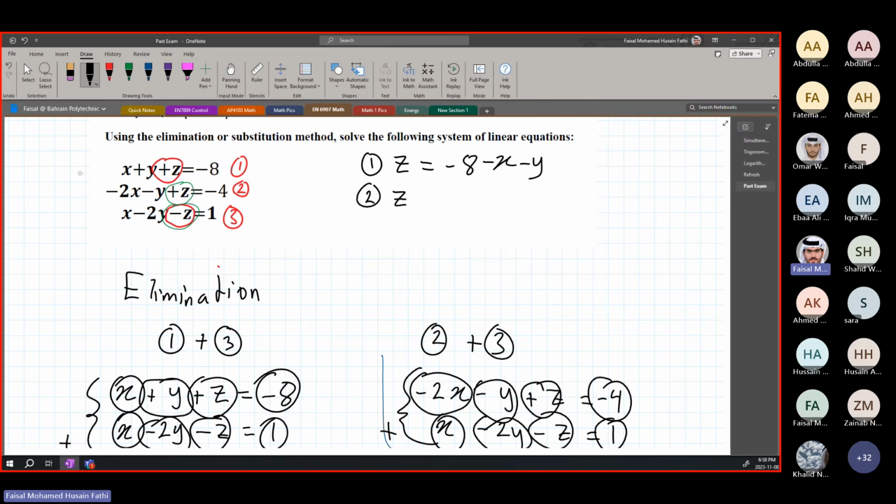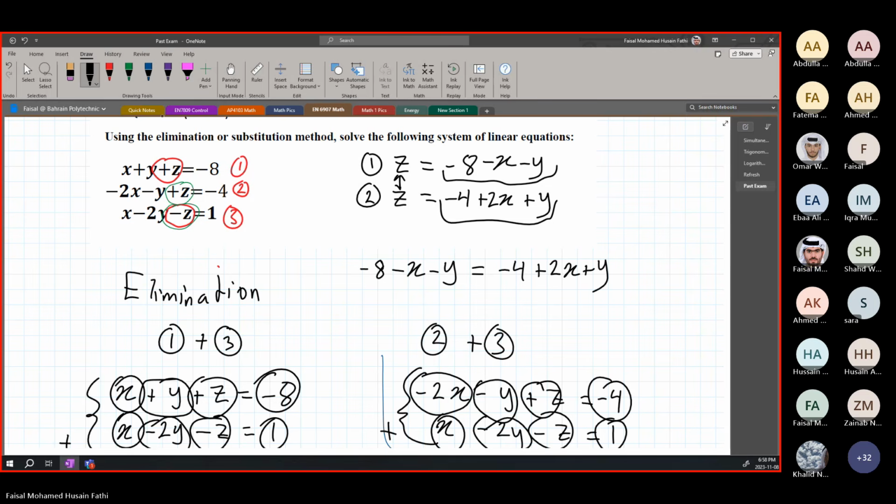Z we keep on one side, and then we move everything else to the other side, so minus 4 plus 2x plus y. Okay? And now we know that z is equal to z, so this has to be equal to this. So we now have a new equation of two unknowns, and two equations only. So it will be minus 8 minus x minus y is equal to minus 4 plus 2x plus y.